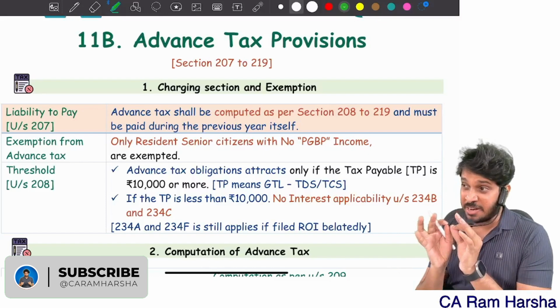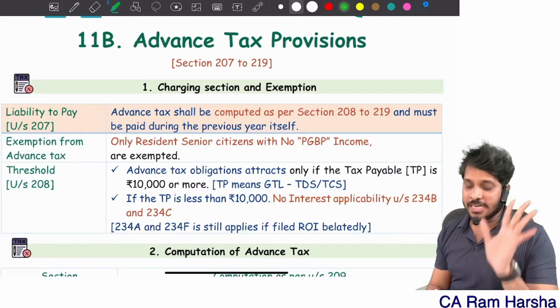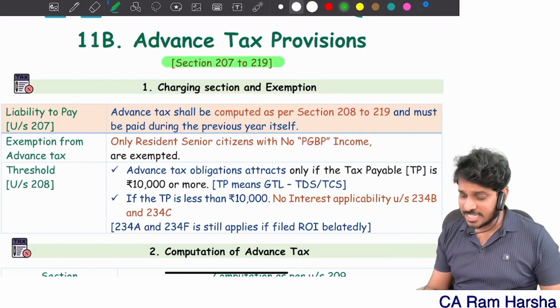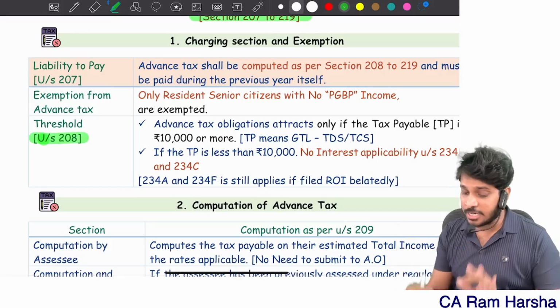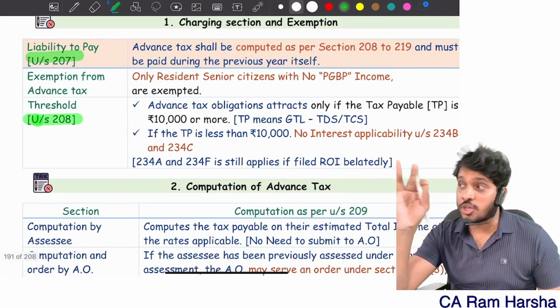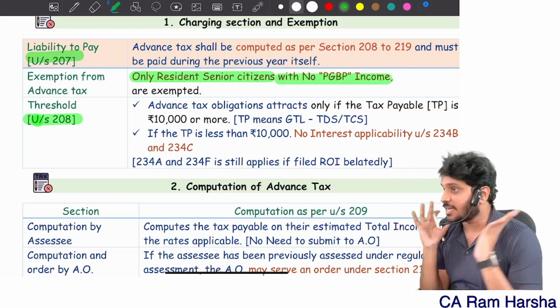I will discuss briefly the advance tax provisions, the crux. Advance tax liability provisions are covered under sections 207 to 219. The charging section is 208. Sections 207 and 208 both talk about applicability. The advance tax provision does not apply to a resident senior citizen who does not have PGBP income.